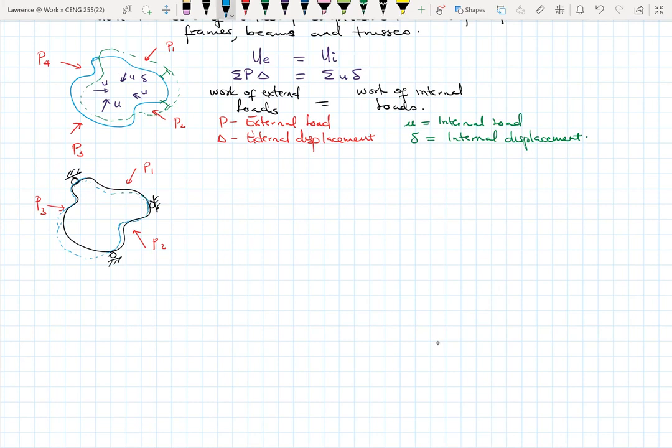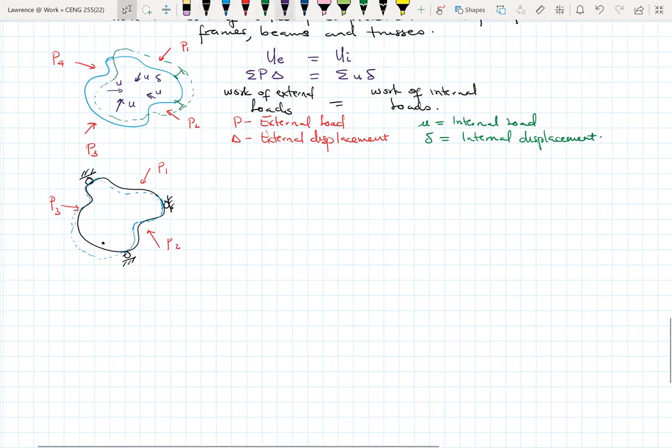So let's say we have a point of interest to us. Let's call this point A. At that point, we want to find the deflection. The deflection here is called delta. All right.